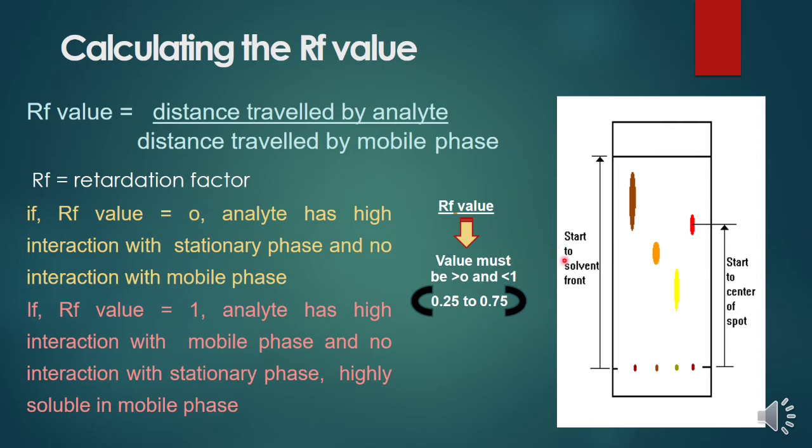No sample travels more than the mobile phase. So the RF value is never greater than 1. Here the mobile phase always moves the maximum, so the RF can never reach 1. The range of the RF value is 0 to 1. The ideal RF value is 0.25 to 0.75. Some factors also affect our RF value, like temperature, solvent, concentration of our sample, thickness of layer, and impurities of the sample.